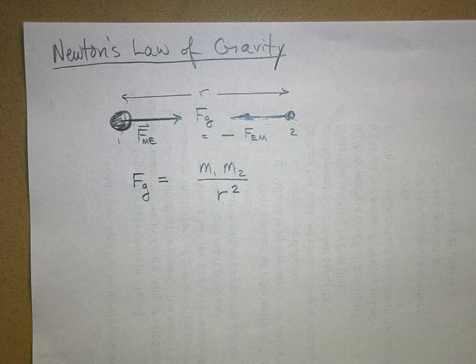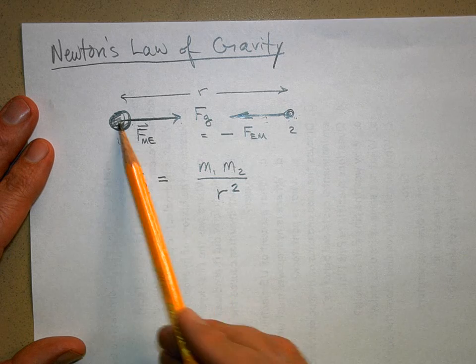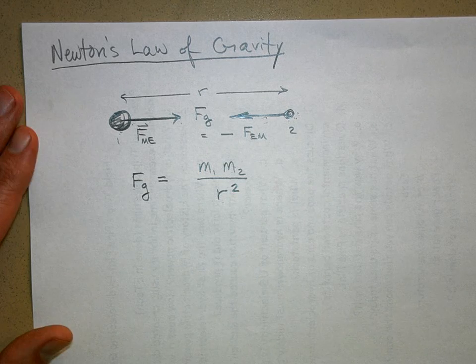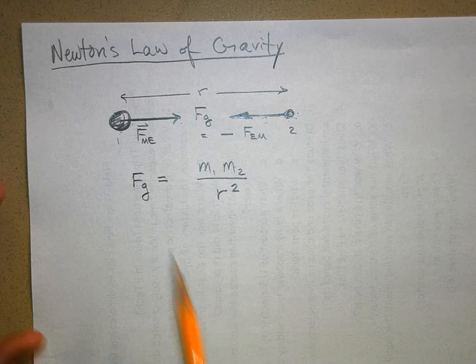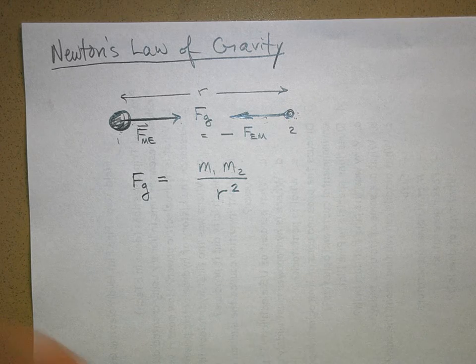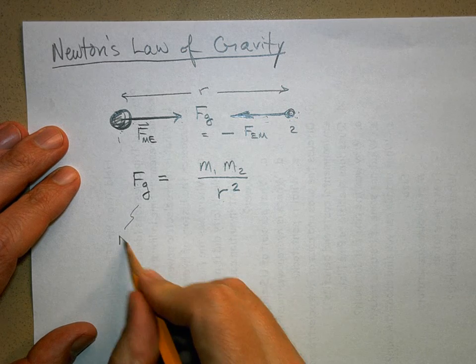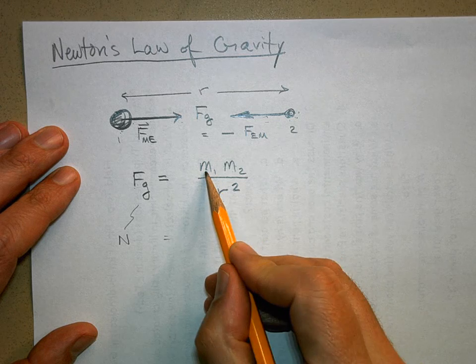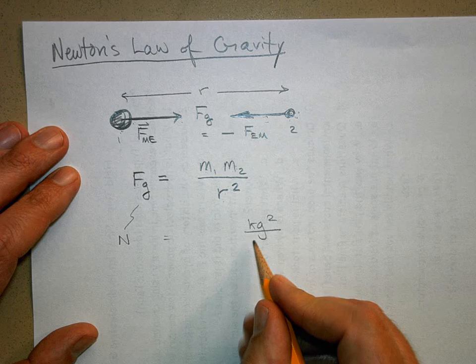Okay, now, this is all Newton could do. He said, look, the force of gravity only depends on the masses and how far apart those masses are. Those are the only variables that you can change or control that will affect the force of gravity. But you may notice something a little disturbing. This is in newtons. Well, this is in kilograms. So that's kilograms squared, and r squared is in meters squared.